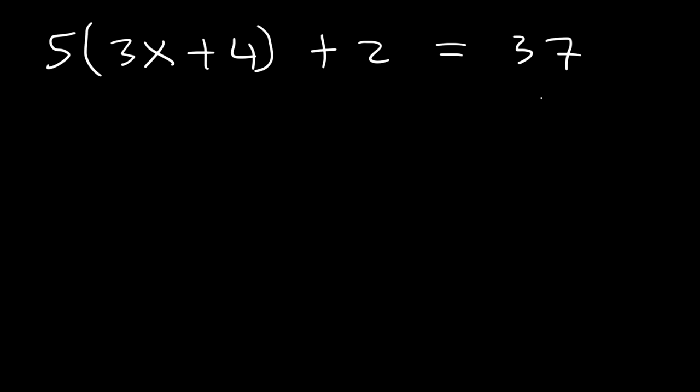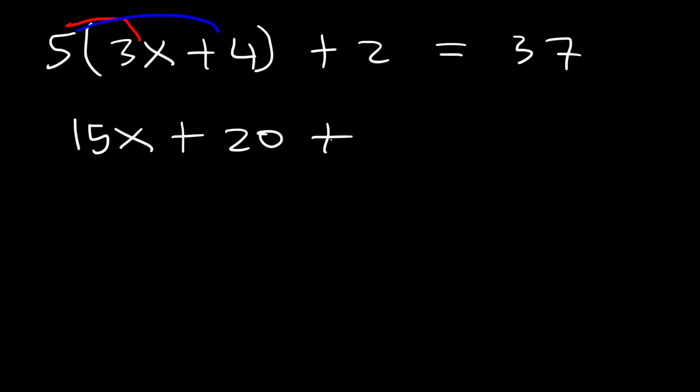Go ahead and try this one. So let's begin with the distributive property. Let's multiply 5 by 3x, just like we did before. And so that's going to be 15x. Next, we have 5 times 4, which we know to be 20. And then let's rewrite the other stuff.